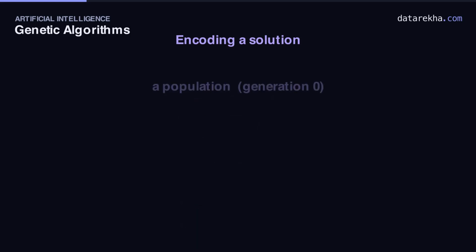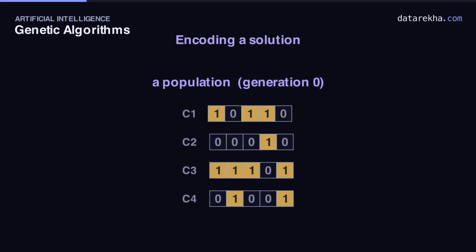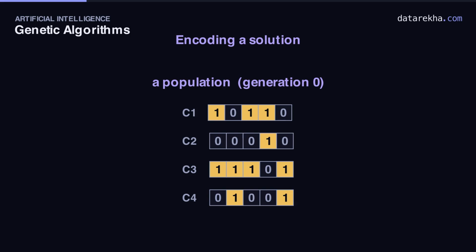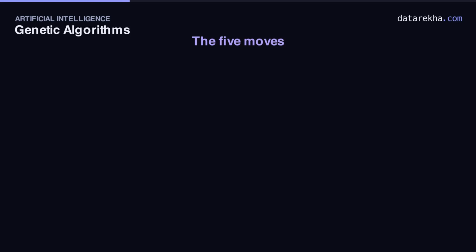A population is just a handful of these strings, a set of guesses, all alive at once. Here are 4 of them. Together, they are our starting generation, Generation 0, usually thrown down at random. A genetic algorithm repeats the same 5 moves over and over. Let me name them once. Then we'll watch a single round happen for real.